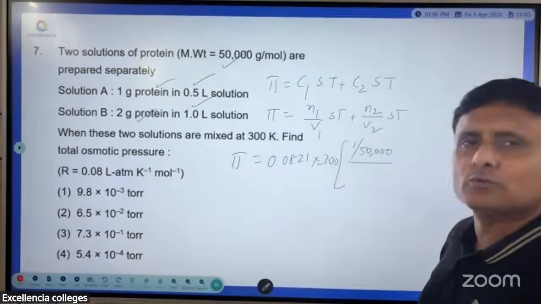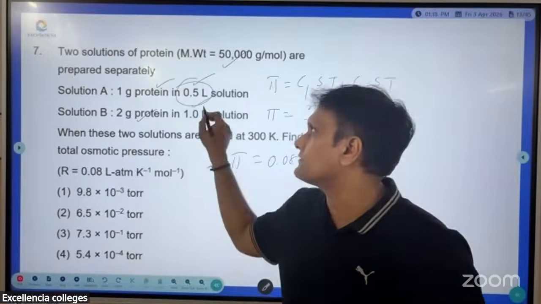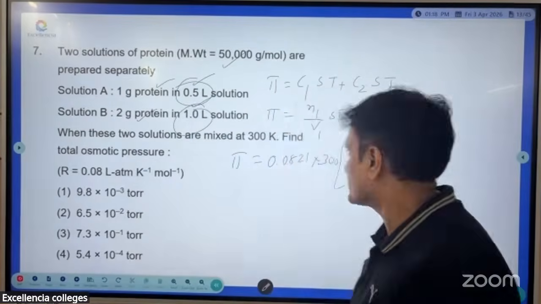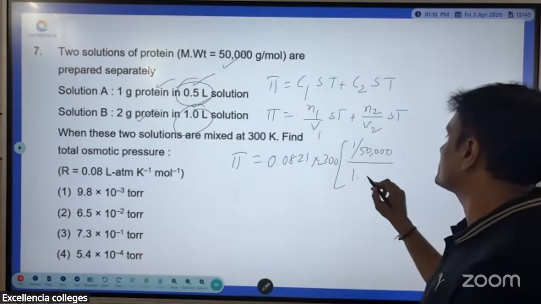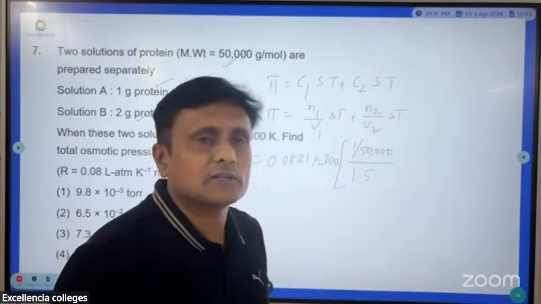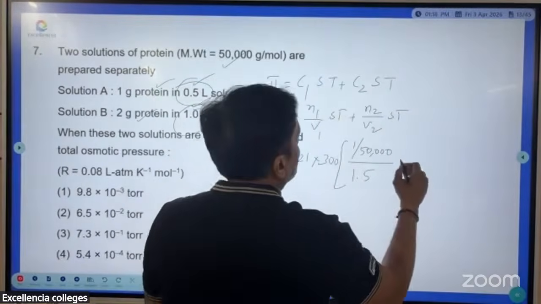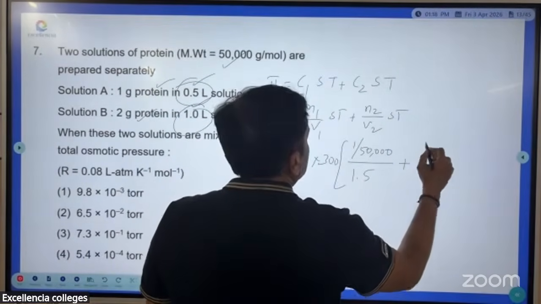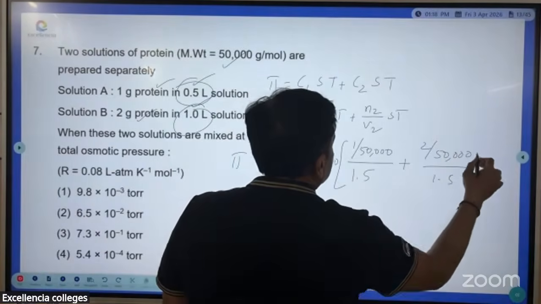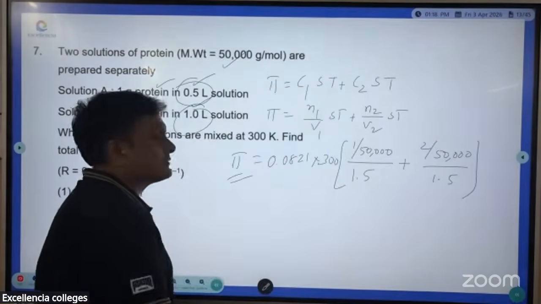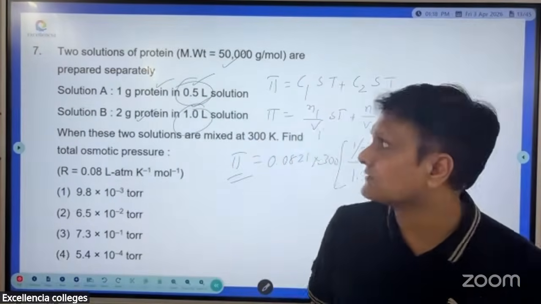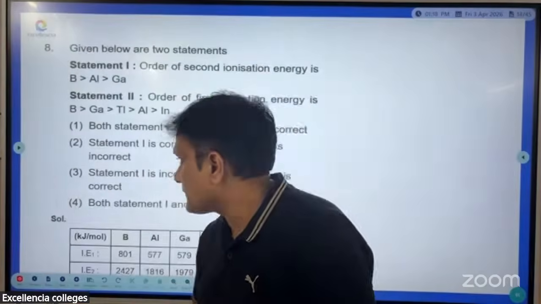Now, after mixing, you tell me what do you substitute, 0.5 or 1.5? Yes, your answer is right. Total mix put together is 1.5. After mixing, you're finding out the osmotic pressure, so you have to write the total volume. So many people commit this mistake. So you don't do that. These are called silly mistakes. Now we have to get the value of pi. Little calculations are involved, but conceptually this is an easy question, right? Now move on to the next.